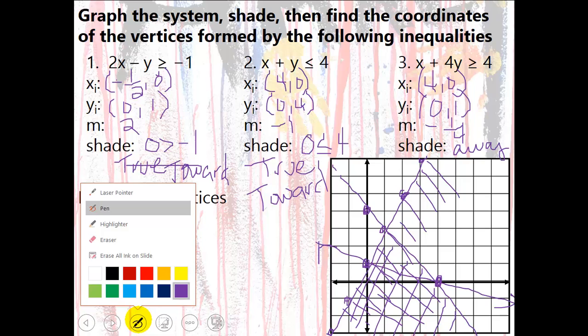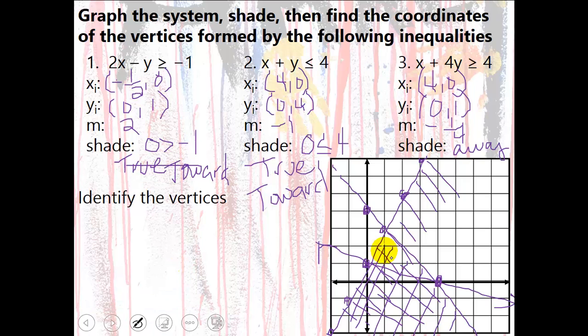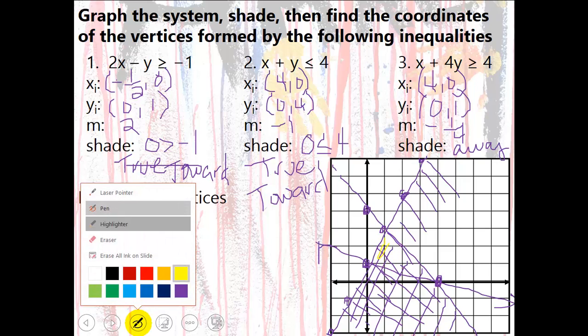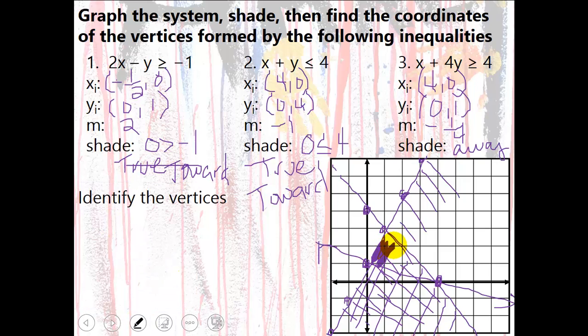So all of my shading is right in here. Whoops, a daisy. All my shading is right in here, in this little triangle right in here.